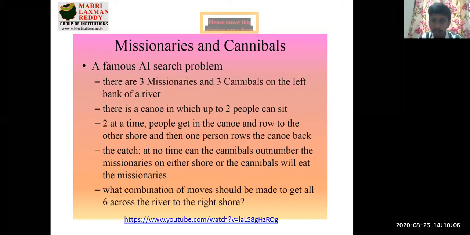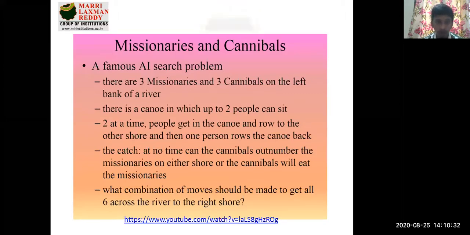There are 3 missionaries and 3 cannibals on the left bank of the river. There is a small water passage over there, not a bridge. On the left side of the river you have 3 missionaries and 3 cannibals, and we need to move these people from the left side to the right side of the river. That is the problem. But here there are some conditions.